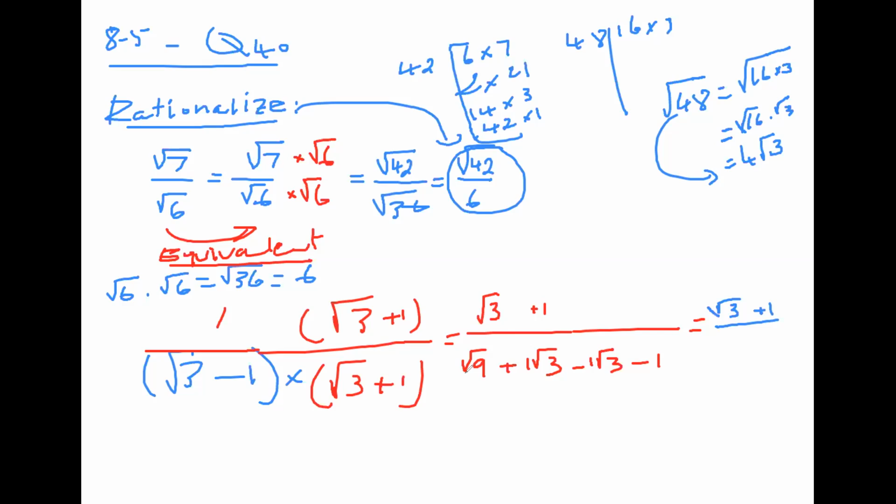First of all, what is radical 9? That's 3. That's right. What else happens in this denominator? Cancel out. Say it again. So radical 9 is 3, and what else? And then you cancel out one minus radical 3.